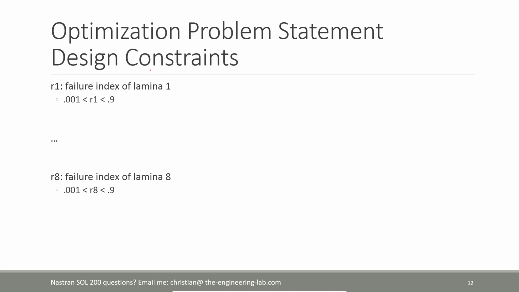Now, as for design constraints, we are going to say that the failure index is a response. We're going to say the failure index of lamina 1 is allowed to range between 0.001 and 0.9. And we are going to repeat this process for plies 1 through 8. We want to make sure that the failure index is within this limit. Anything beyond 0.9 would mean the ply is experiencing failure.